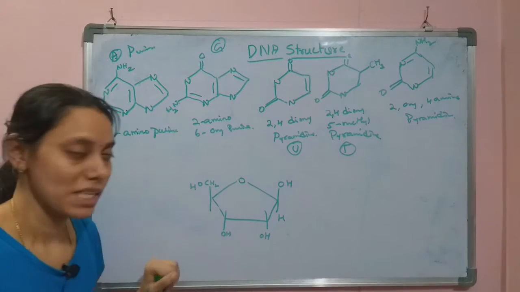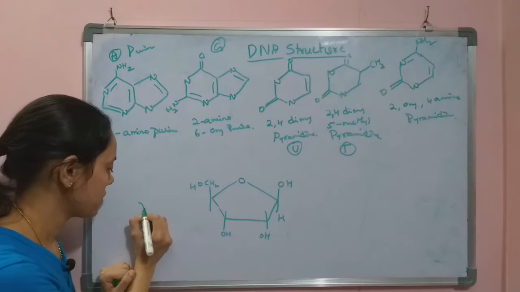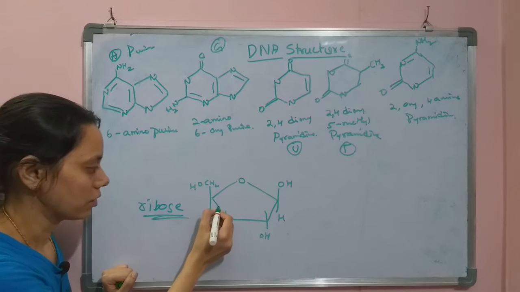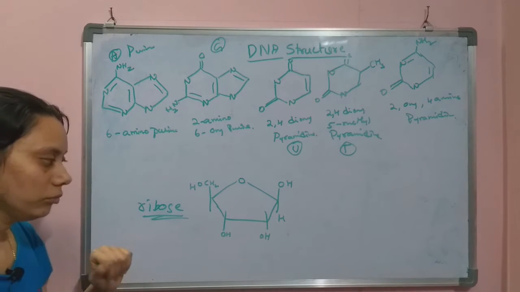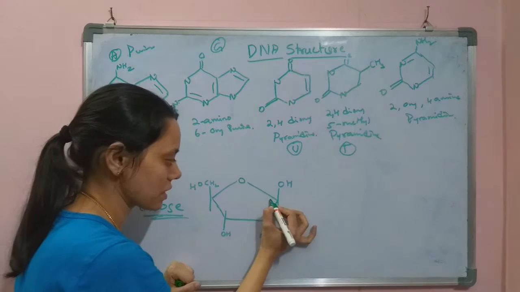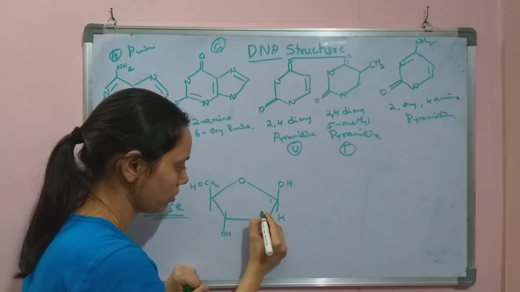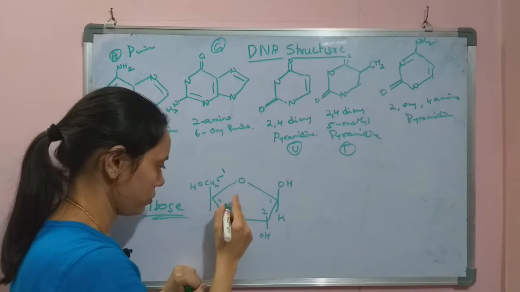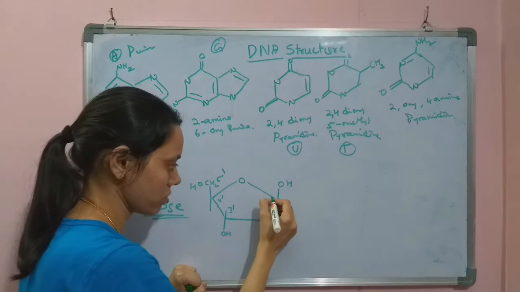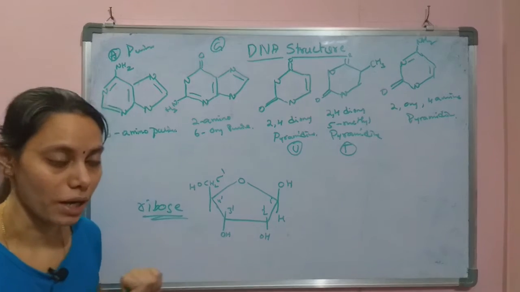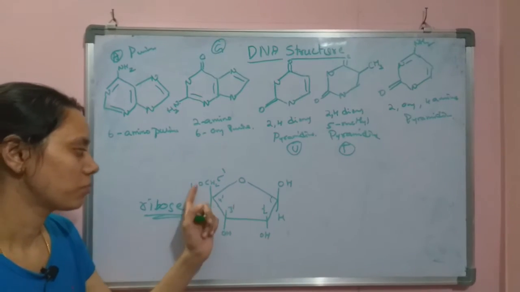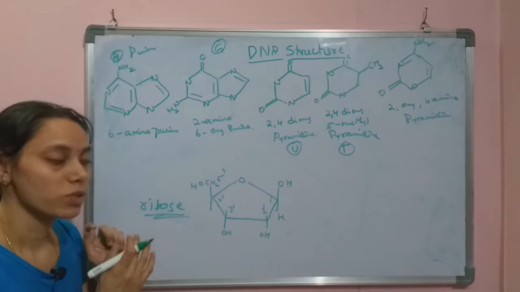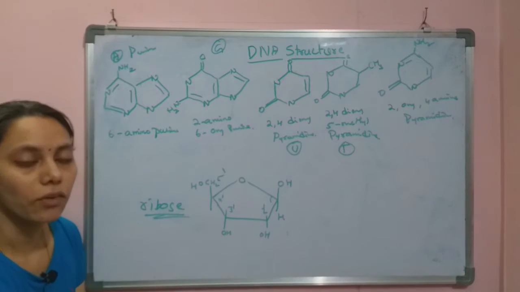So basically the pentose sugar, that is ribose structure, is like this. The numbering will start from here: 1, 2, 3, 4 and 5. For the sugars we call them primes: 1 prime, 2 prime, 3 prime, 4 prime and 5 prime positions. So what is the difference between ribose and deoxyribose?